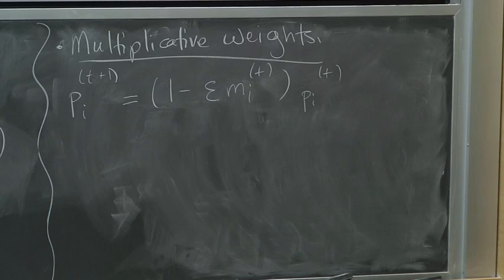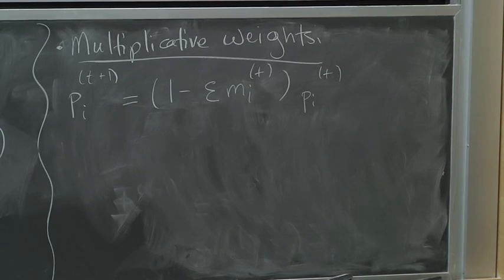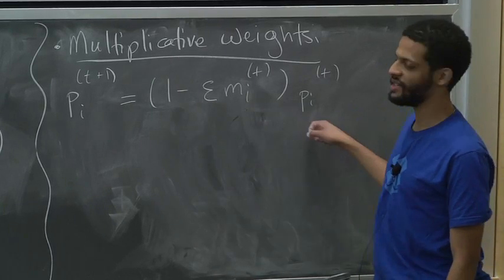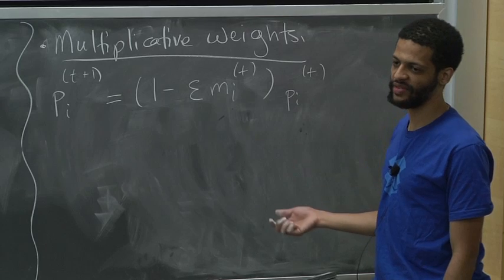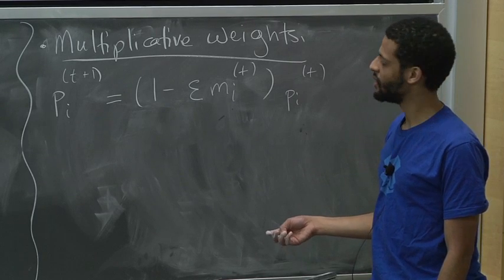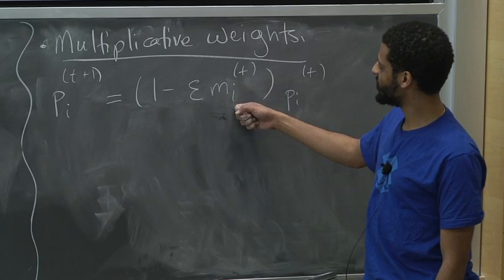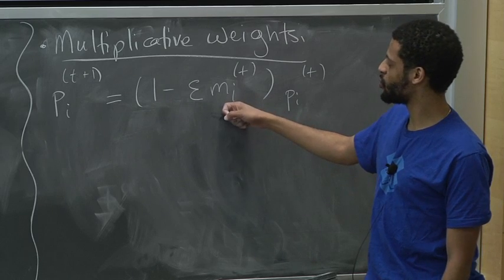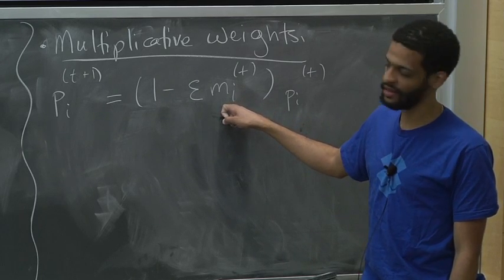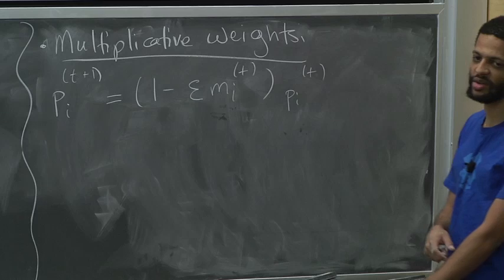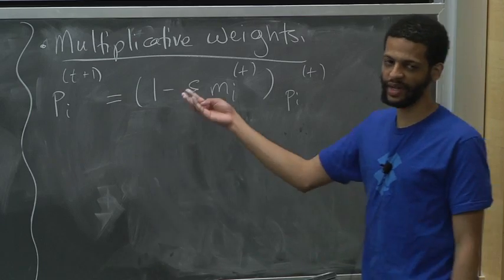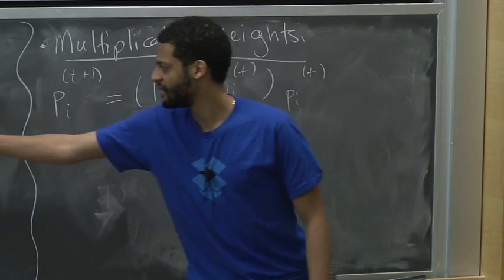Okay. And so this is just a generalization of what we already saw, right? Before, mi was either 0 or 1. If it was 0, then we didn't change this. Think of this p as being the weight vector. Before, if mi was 0, this was just 1, so we didn't change the weight at all. And if mi was 1, meaning they made a mistake, then we decreased the weight by a factor of 1 minus epsilon. So now we can also increase weights because mi can be negative.